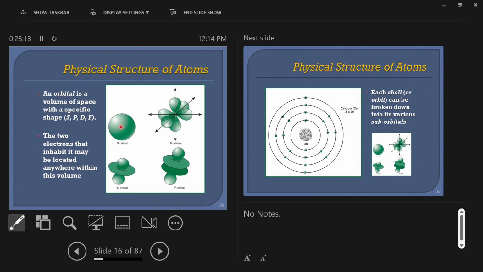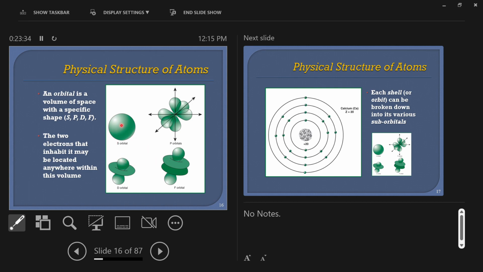You can only say there's a high likelihood of it being close to the nucleus, there's a low likelihood of it being far away, and you can't tell me exactly where it's going to be. That's what quantum physics does, it says you can't tell me where something is, you can only tell me what the likelihood of finding it in a specific spot is, okay? So that's orbitals, okay? And orbitals have funny shapes.